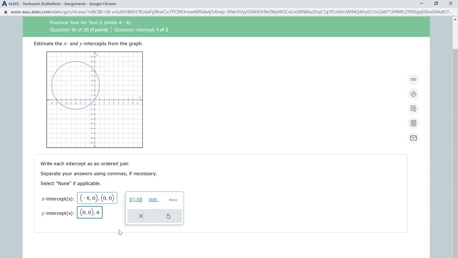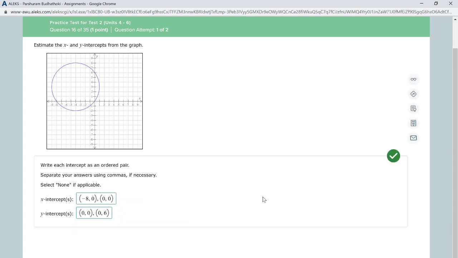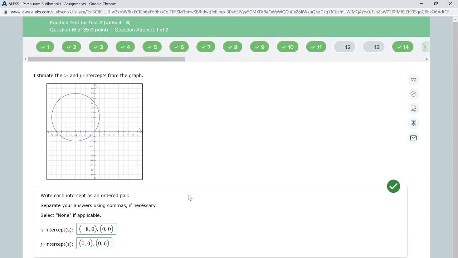So it's (0, 0) and (0, 6), which is, so (-8, 0) means this point, (0, 0) means this point, (0, 6) means this point. So now let's recheck. Now they are right. So I missed that idea of presenting our x-intercept and y-intercept as an ordered pair. So do not forget about that. In Alex, they're asking us to present our x-intercept and y-intercept as complete points.